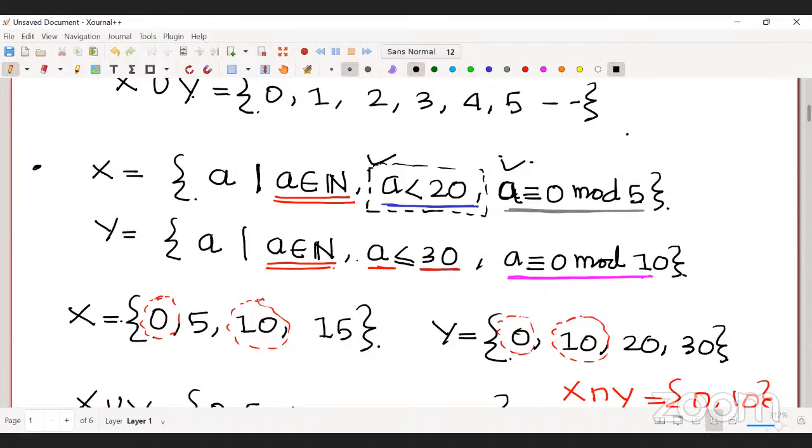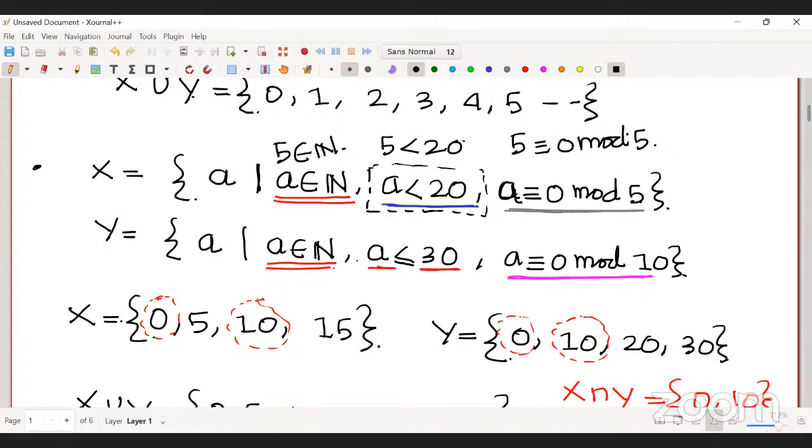So let's take now 5. 5 is a natural number, right? Yes, sir. And the second condition is 5 is less than 20, right? Yes, sir. So the third condition is you need to check whether 5 is congruent to 0 mod 5. What is the remainder you will get if you divide 5 by 5?